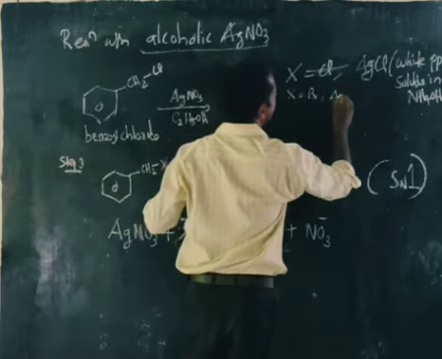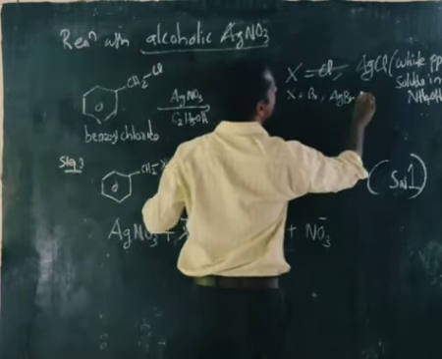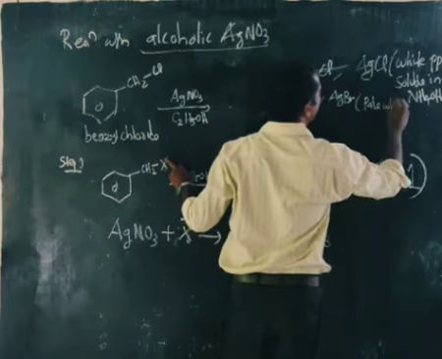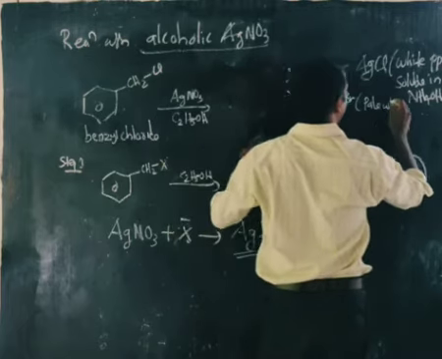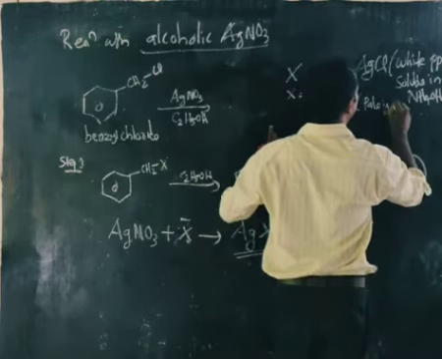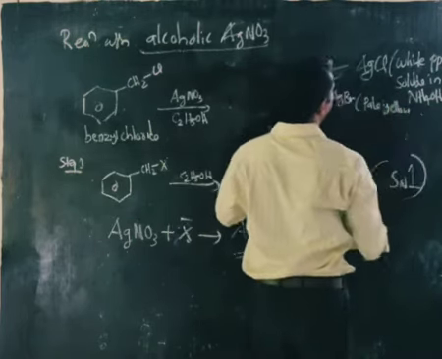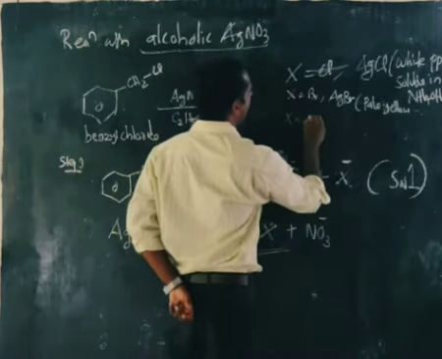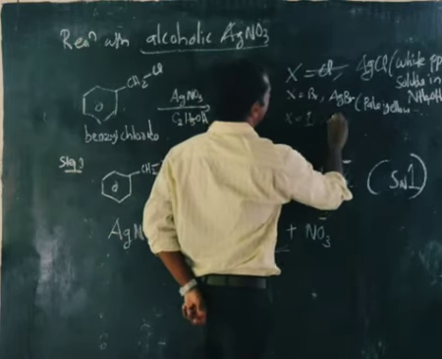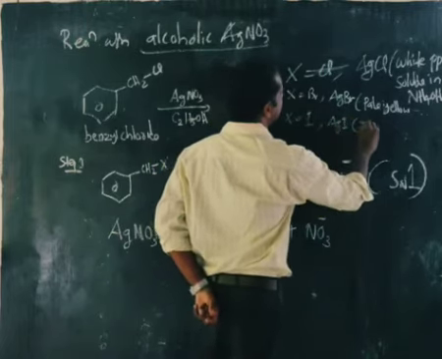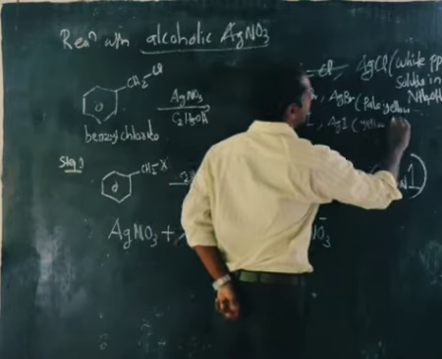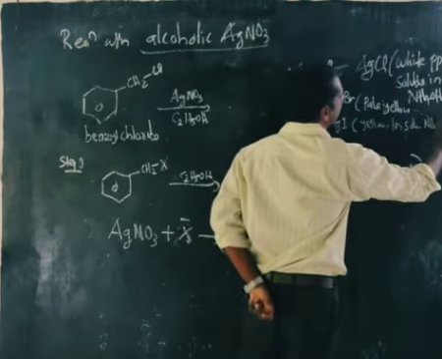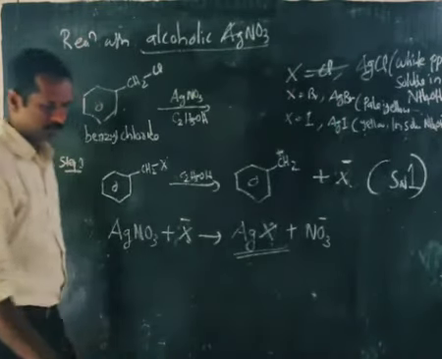We get AgBr. AgBr is pale white, or you can write it as pale yellow, and partially soluble in ammonium hydroxide. If X is I, what will form? AgI will form, and it is yellow in color, and it is insoluble in NH4OH.